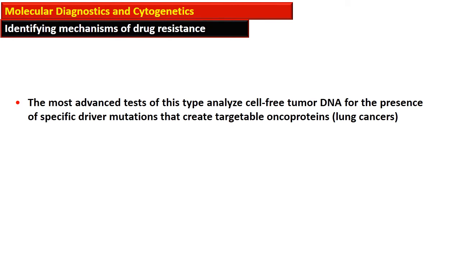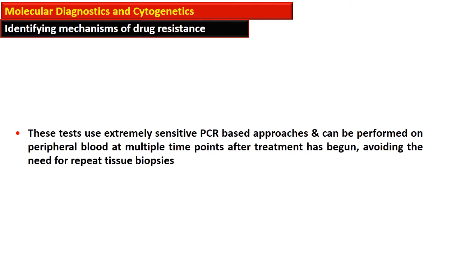they basically give the clue to the presence of a specific driver mutation that creates targetable oncoproteins such as in lung cancer, and this test is usually done through sensitive PCR based approaches, and it is done on the blood because the circulating tumor cells and the DNA from these dying tumor cells is present in the blood, and it is helpful because it avoids the need for repeated biopsies from the tissue.